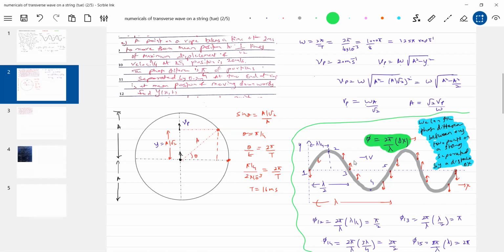Lambda is needed, no? Separated by 0.2 meter. We know amplitude. We know particle speed. Wave speed is needed, no? A point on a rope takes it 2 million. So we know omega. Then we need k, no?